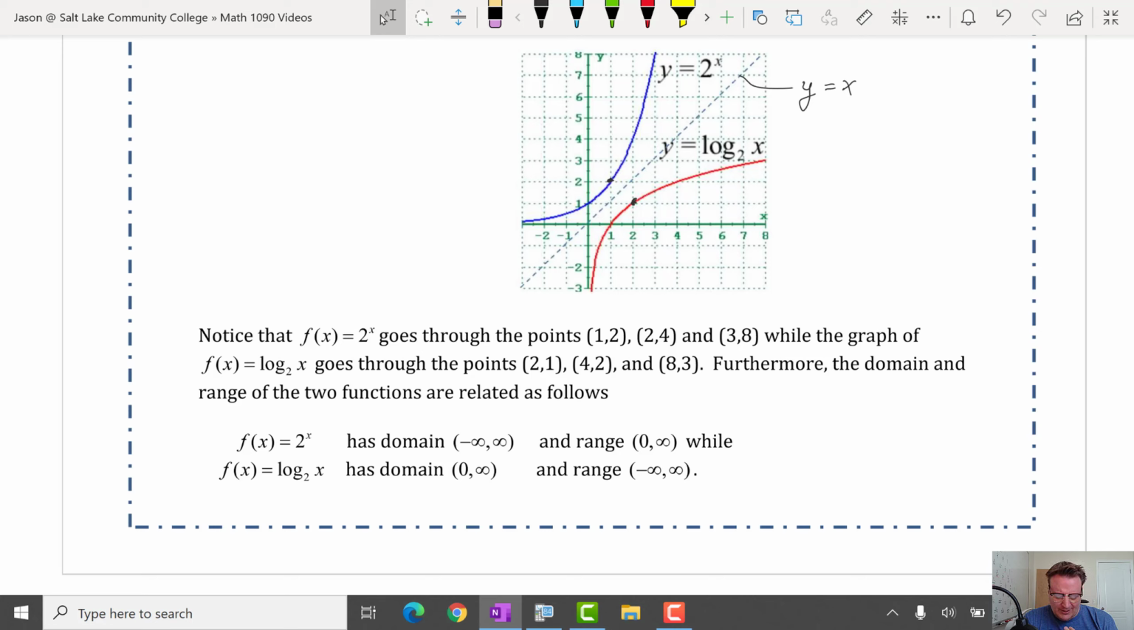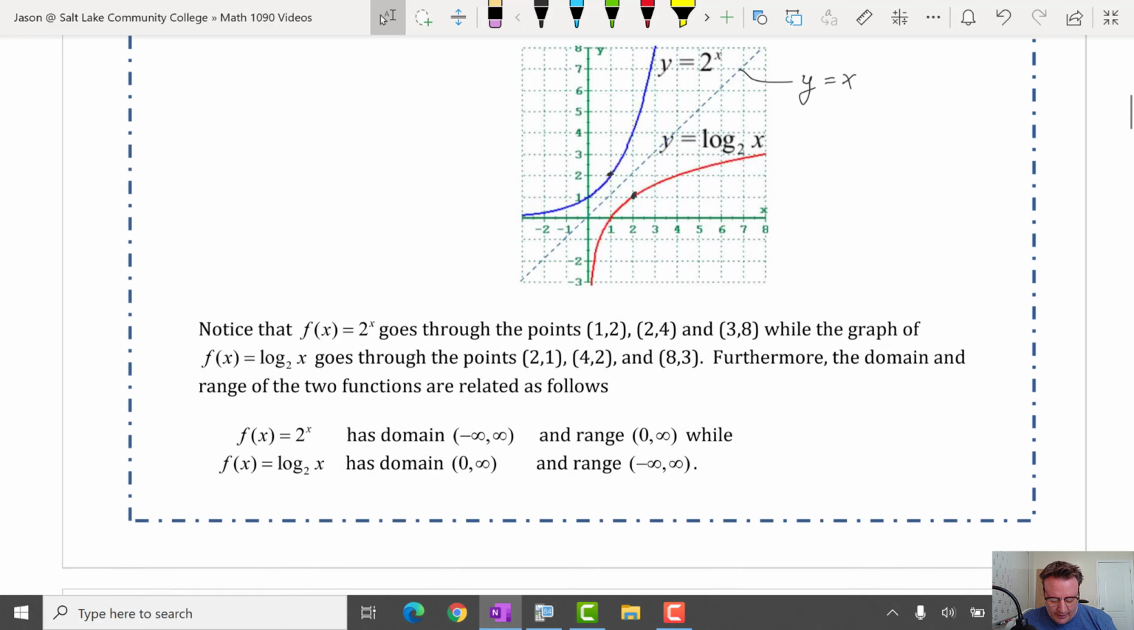Oh, did I include 0 in the range of exponentials? I shouldn't have earlier. Anyway, so the domain of logarithm functions is all positive numbers. You cannot put 0 into a logarithm. But the range now becomes all real numbers. Okay, so see how they trade places there, domain and range.